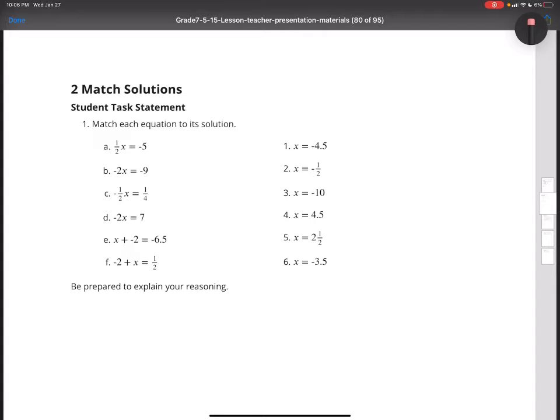Okay, guys, let's look at the second student task statement called match solutions. It says match each equation to its solution. Just like what we talked about in the previous lessons, the solution is basically the value of the variable. What's the value of this variable?